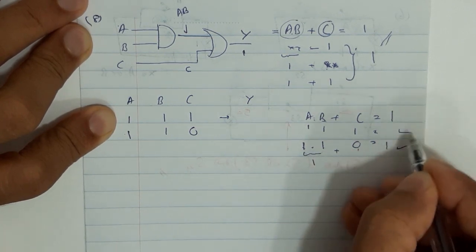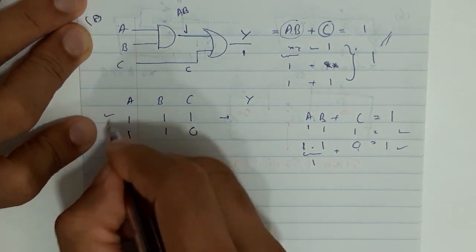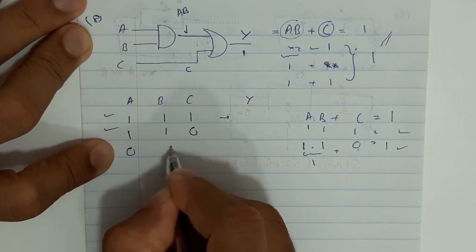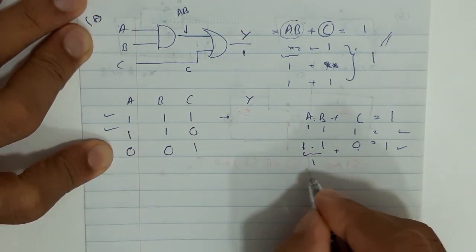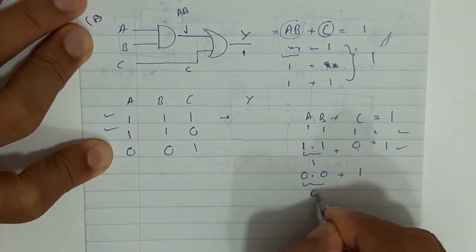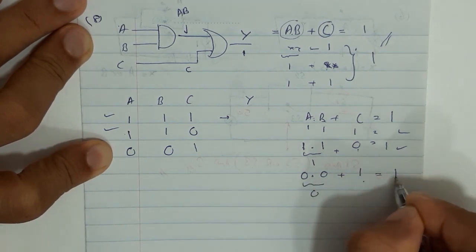Then that's also giving the answer. Then the next section, statement C, is giving A equals 0, B equals 0, C equals 1. This is 0 dot 0 plus 1. This part becomes 0, but C is 1, therefore the output is 1.